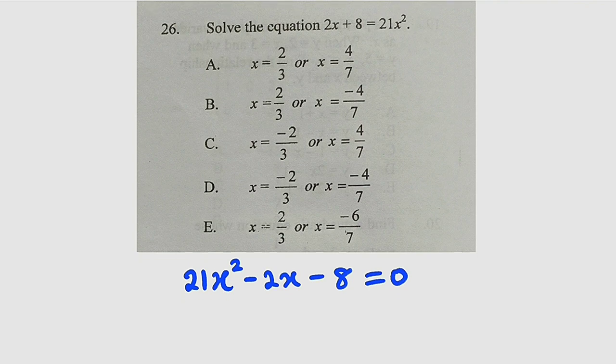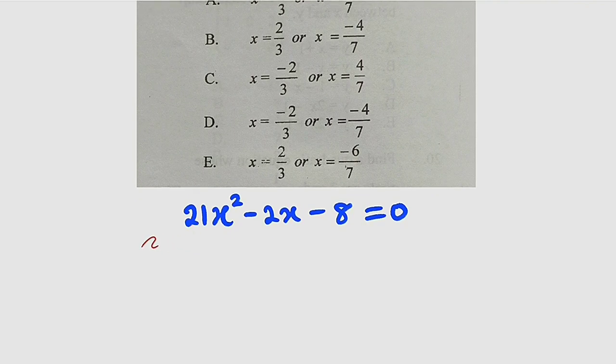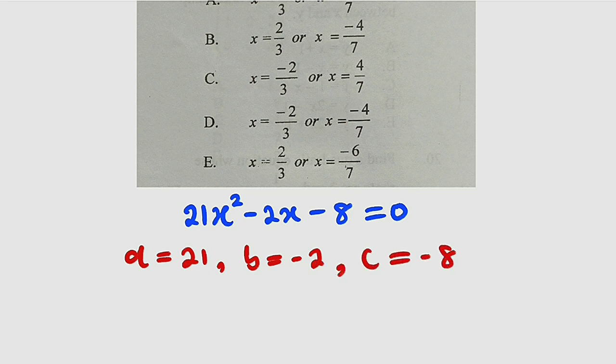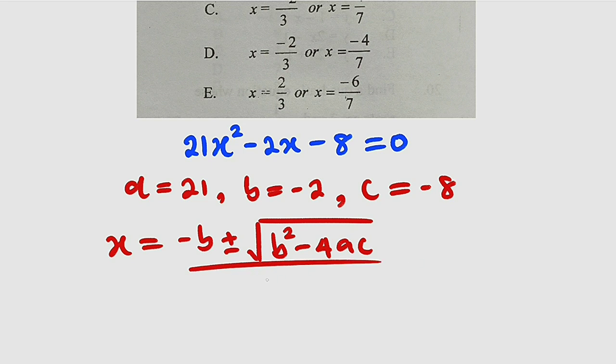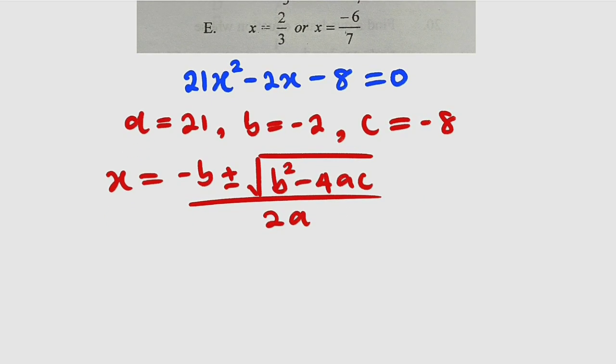I think let us use general formula to solve this problem, for which the leading coefficient is 21, the coefficient of x is equal to -2, and the constant is what? -8. And what will be the value of x? X will be equal to minus b plus or minus the square root of b squared minus 4ac divided by 2a.